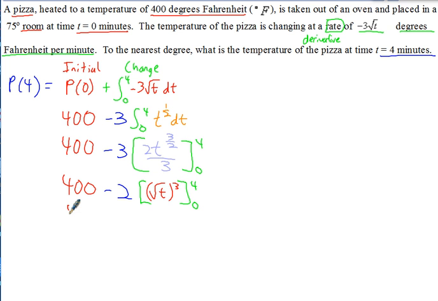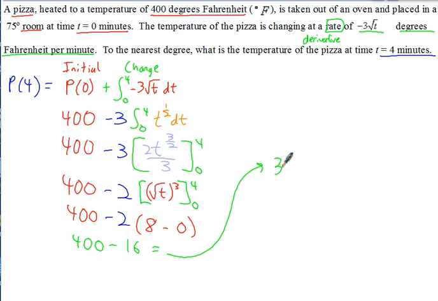And now we have 400 minus 2. And then we can put in, well, square root of 4 is 2, cubed is 8, minus square root of 0, 0 cubed is 0. So we just get 8 minus 0. So that gives us 400 minus 16 equals 384.